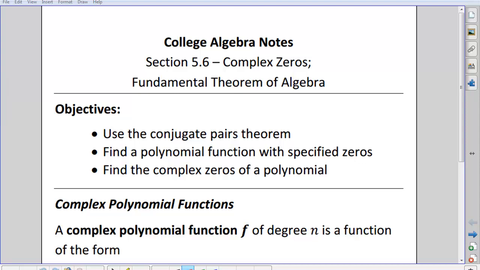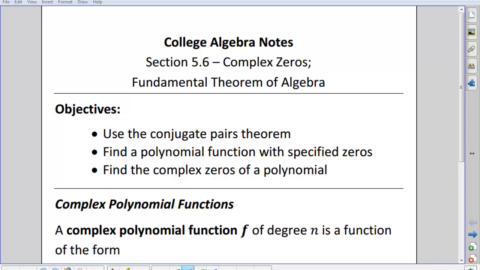Section 5.6 is really just a continuation of Section 5.5. So we're looking at the same basic material, finding zeros for polynomial functions. The only difference is we're extending it to complex zeros.